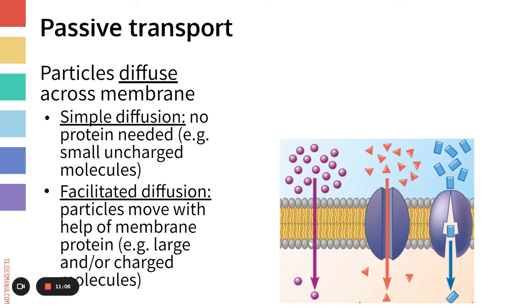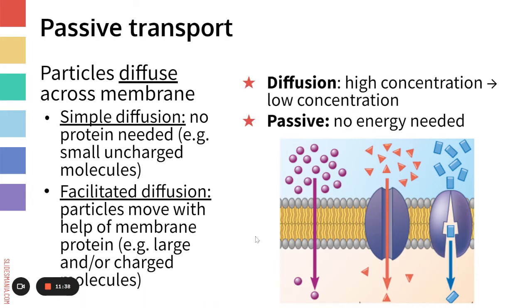Facilitated diffusion is when the molecule is maybe just a little too big, or maybe it has a charge, but for whatever reason, it can't cross the membrane by itself. So it needs a little bit of help. It needs to be facilitated with the assistance of a channel or a carrier or transport protein that's going to enable it to get across. So particles are still going to move down their concentration gradient, but they're going to do it with the help of a membrane protein.